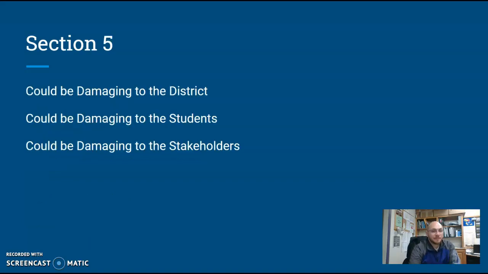Okay, as far as who this could affect, what kind of damages if something were to happen here. It could be damaging the district. By damaging the district, you're going to affect the students, and by damaging the district, you're going to affect the stakeholders.